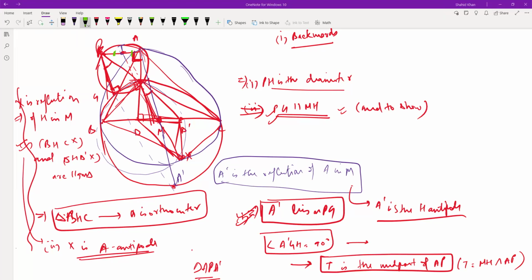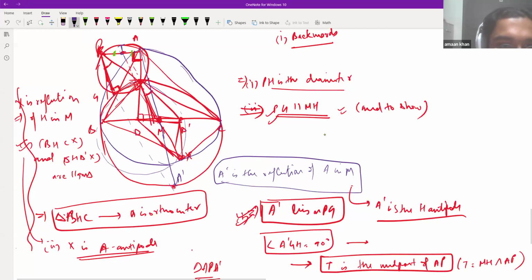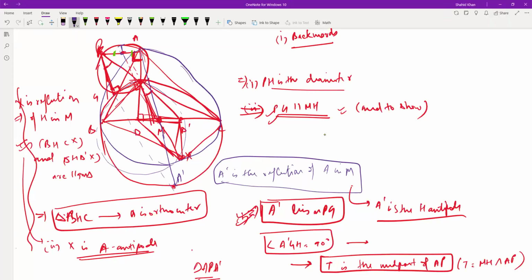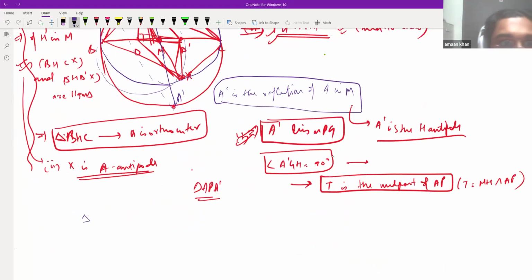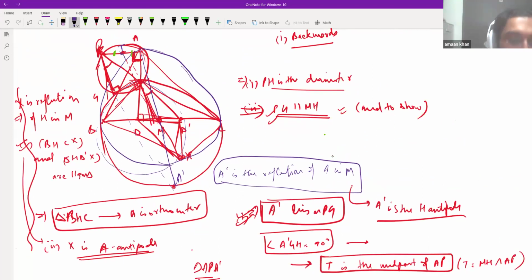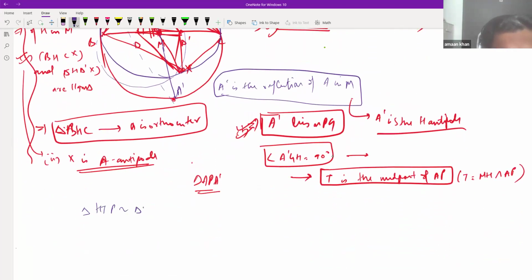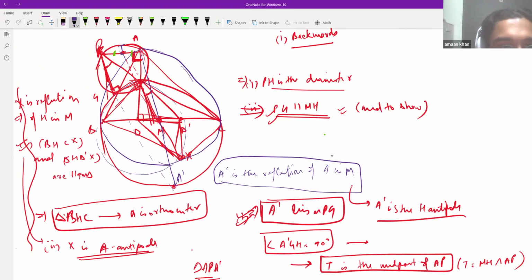I think THB and HMD dash are similar, and as well as HDM and HAT are also similar. Can you repeat that? So HTB and HMD dash are similar, as well as HTP and HMD dash are similar, and HDM and HAT are similar. Okay, so that's correct. Triangle HTP and HMD dash. Triangle HAT and HDM.